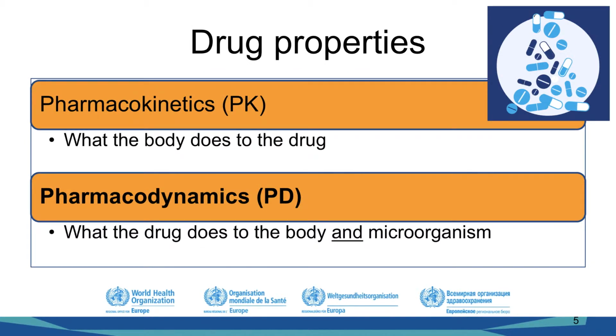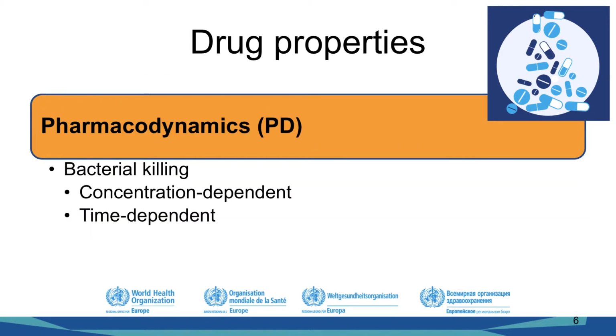Recall that pharmacodynamics refers to what the drug does to both the human and the microorganism. A critical aspect of antibiotic efficacy is the rate of bacterial kill and the effect of increasing drug concentrations and/or prolonged exposure on that rate. This determines whether bacterial killing by an antibiotic is concentration-dependent or time-dependent.